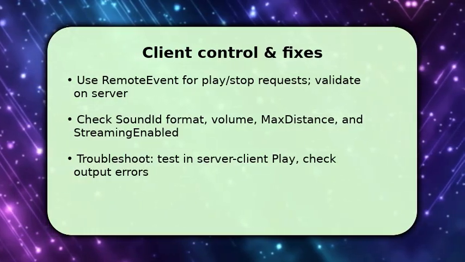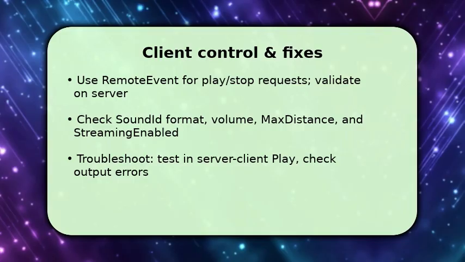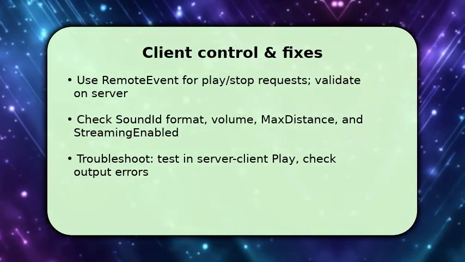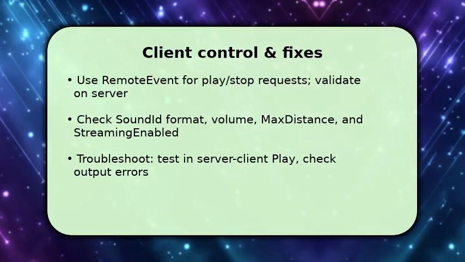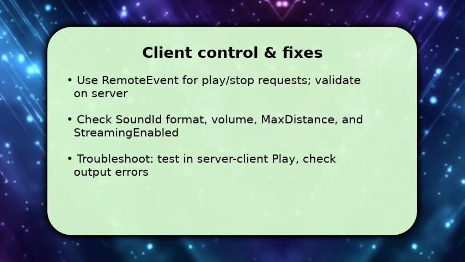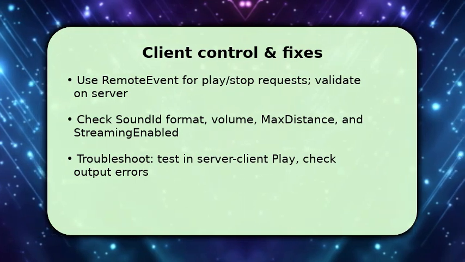If audio fails, confirm the Sound ID uses rbxassetid:// plus the correct asset number. Make sure StreamingEnabled is set if it's a large file, and MaxDistance matches the intended range. If players report silence, test with Play Server mode. Inspect the Output for errors, and ensure the sound is parented to a world object the server controls.